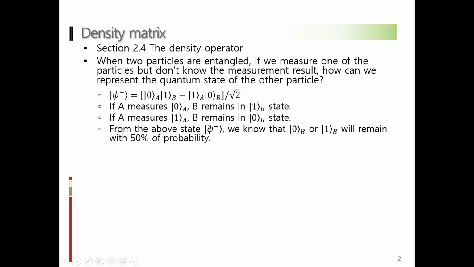Under this kind of situation, what Bob can imagine is that Alice has a 50% chance of measuring 0 and a 50% chance of measuring 1, because Bob and Alice know that they are in this entangled state. Because he knows the half probability with the 0 and the half probability with the 1, he can just write down this kind of expression, and this expression is called a density matrix.